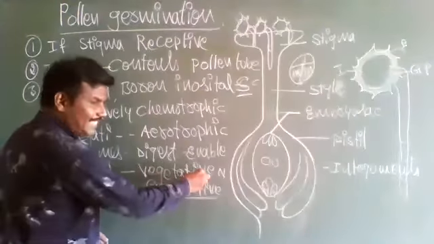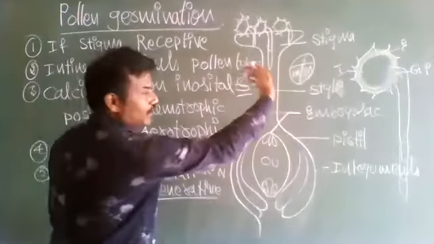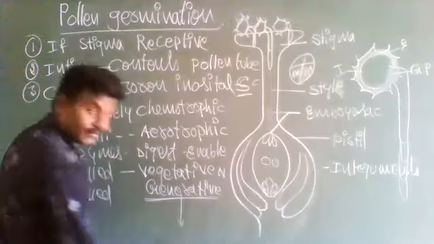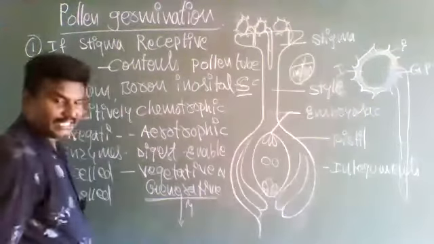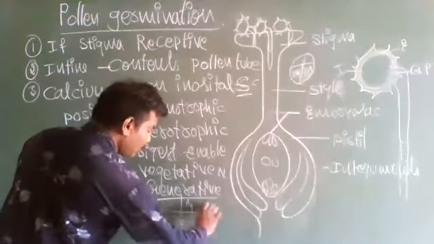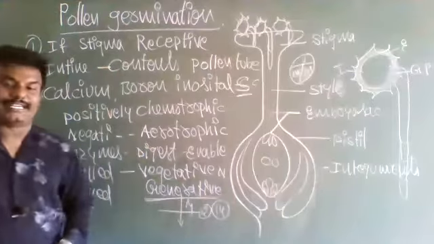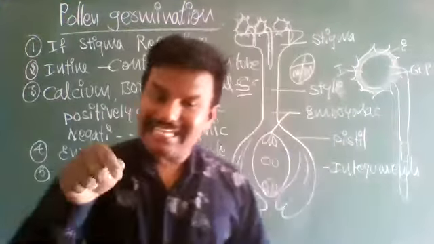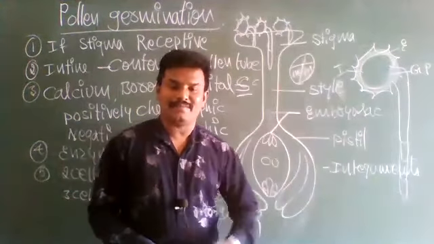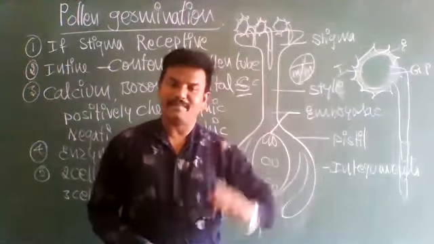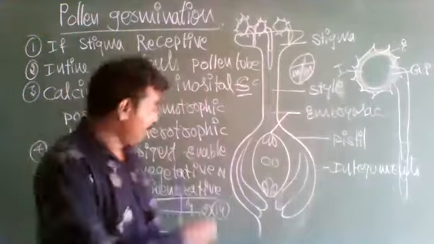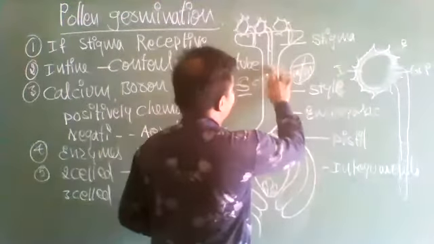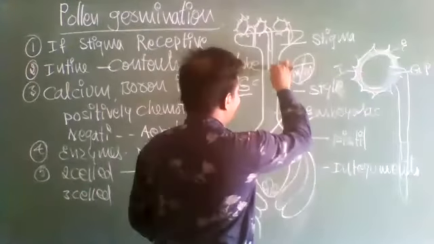So this vegetative nucleus disintegrates in the pollen tube. The generative nucleus undergoes mitotic division and gives two haploid nuclei. Those two haploid nuclei are called male gametes. That's why pollen grains are known as male gametophyte. At the beginning of the class only we discussed this. So the pollen tube is growing through the style.